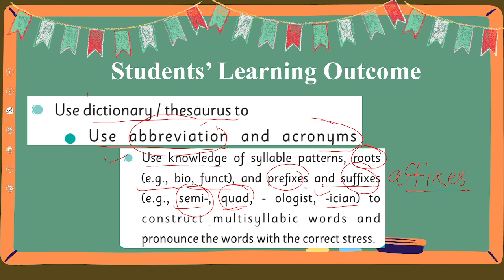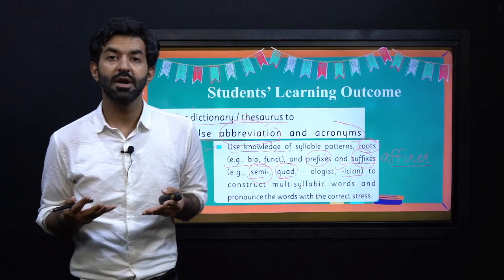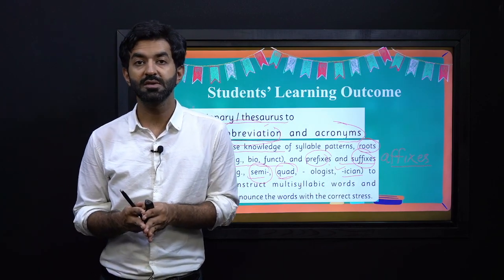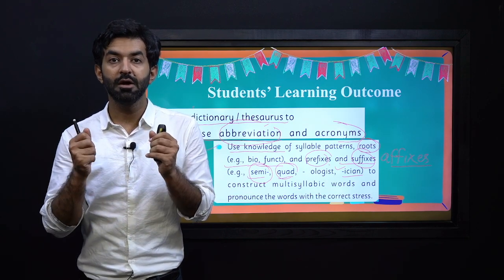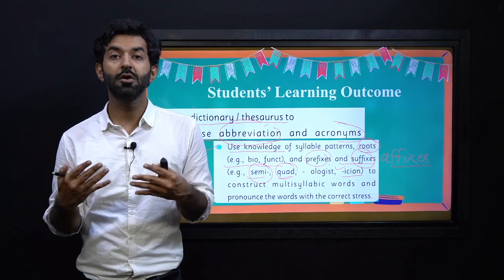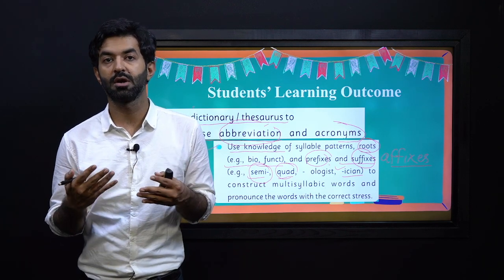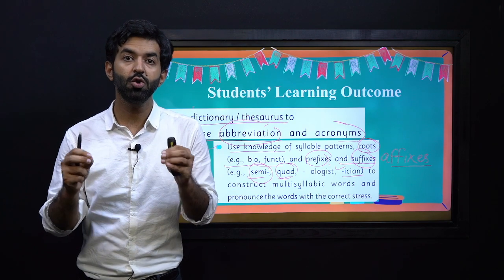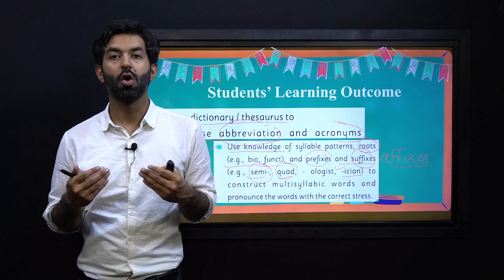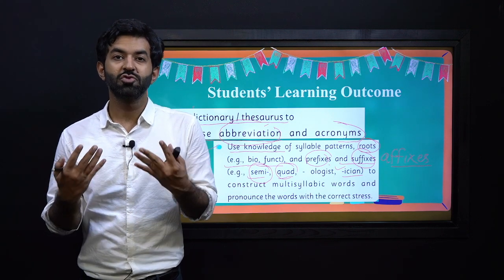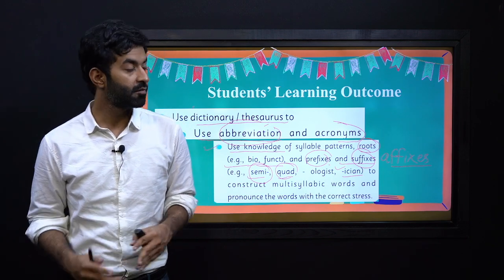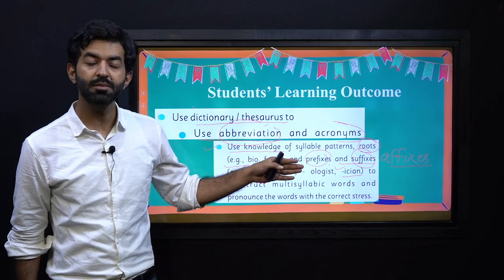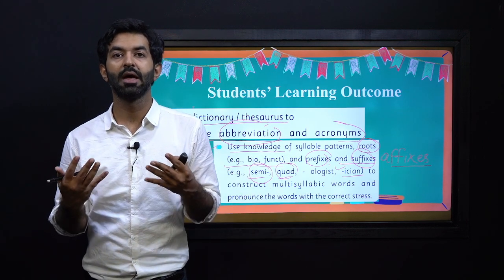We call them multisyllabic words, and in order to pronounce them correctly, we have seen in one of the previous lessons that we stress on the right word. We actually exert force when we are saying a particular unit of that word or sound. So we put stress on that. So the learning outcomes are very much clear. We will look for abbreviations and acronyms, and then we will talk about affixes.